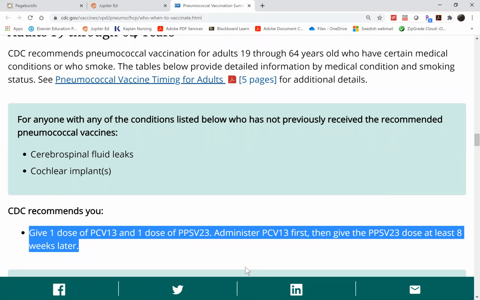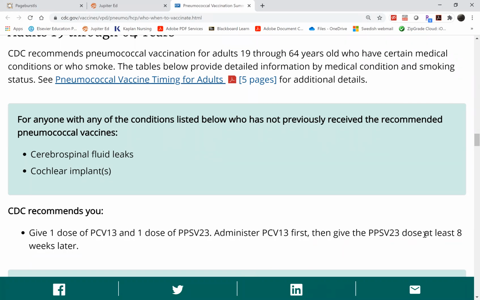So when can I get the 23? A year later? Oh, it says here 8 weeks later, about 2 months. So 8 weeks later, I'll come back and get the 23, and then that's it. So I live my life. Hopefully, I reach 65.